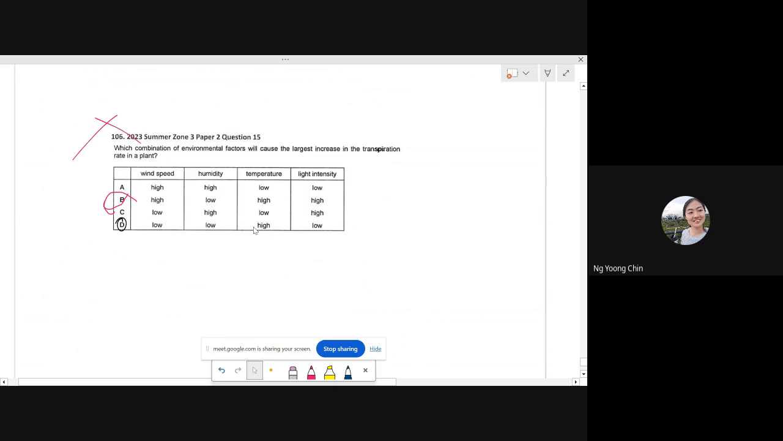For this one, what factors lead to an increase in the transpiration rate in the plant? The answer is B. What is meant by transpiration? Transpiration refers to the loss of water, in the form of water vapor, from the surface of the leaf through the stomata. It's something like this.